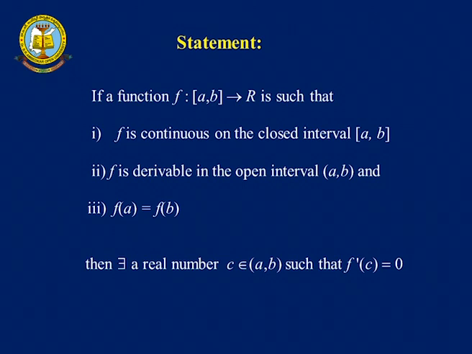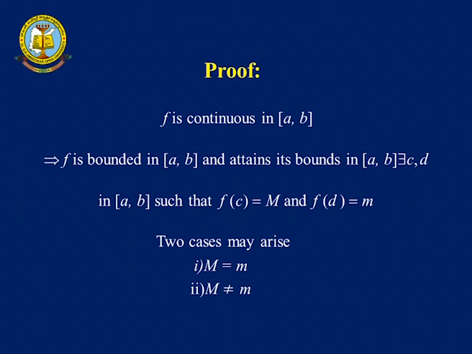Now let us go to the proof. In condition 1, it is given that f is continuous. Every continuous function is bounded. What is the meaning of bounded? It has an infimum and a supremum, that is, it is bounded above and bounded below. So f is continuous, hence bounded, and it attains its bounds, that means it has an infimum and a supremum, which you already know.